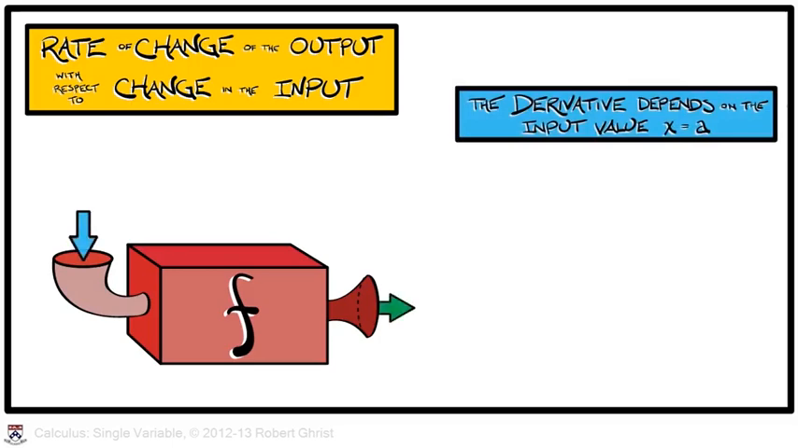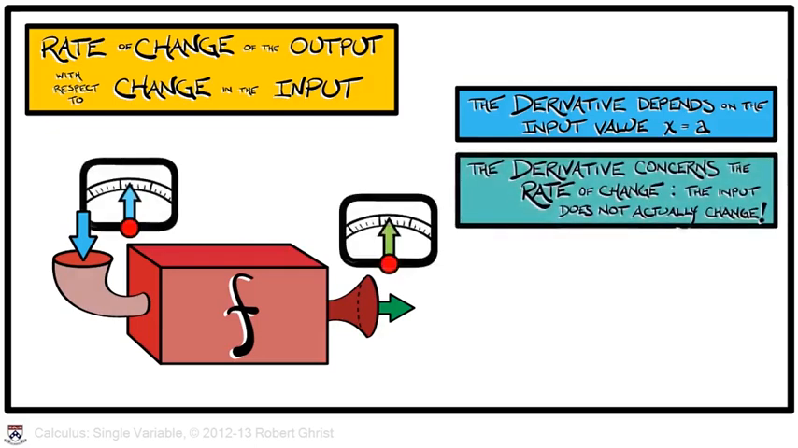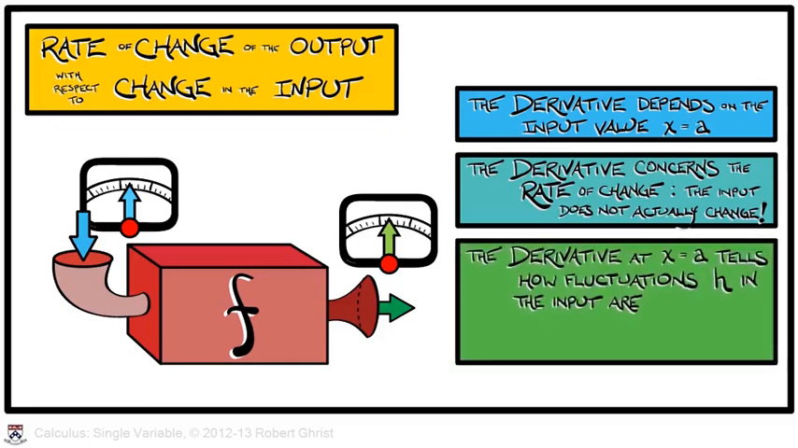A few remarks are in order. First of all, the derivative, as you know, most certainly depends upon the input value, A, that you are examining. Secondly, a derivative concerns rates of change. We're not actually measuring how much the output changes. We are looking at the rate of change as the change in the input is getting closer and closer to zero.